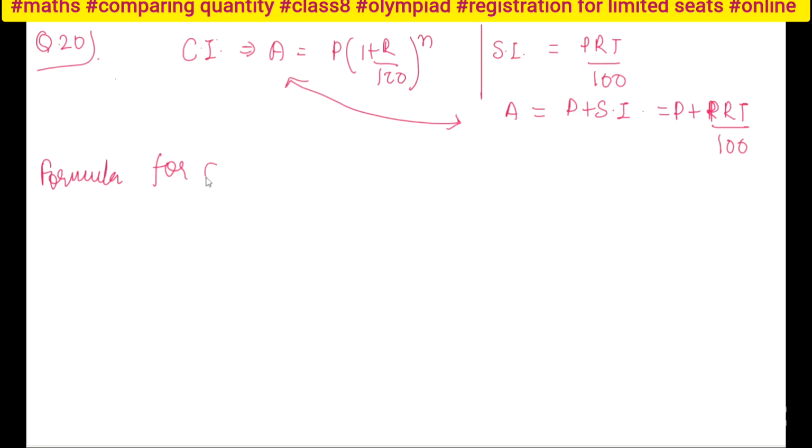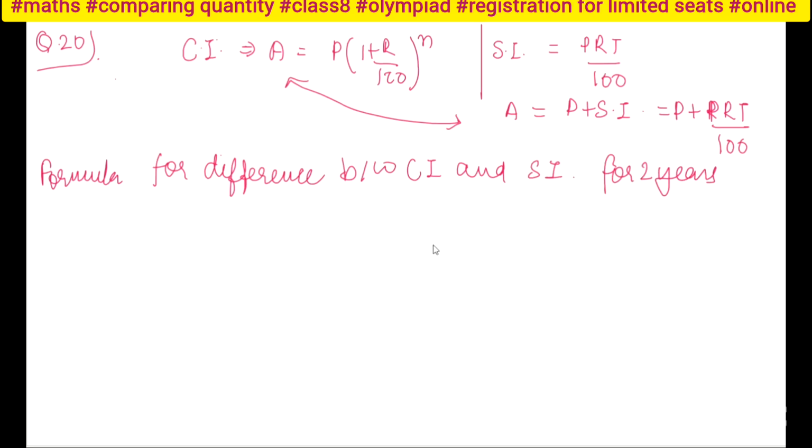Formula for the difference between compound interest and simple interest. For 2 years, the difference is equal to P into R square by 100 square. Now principal is P, rate is R, and it is per annum. R is your rate and it is 10% per annum.